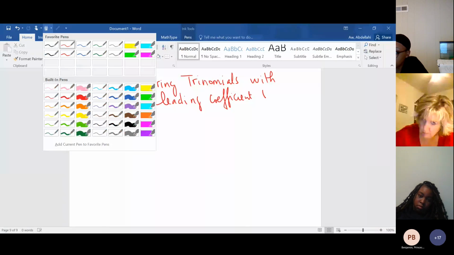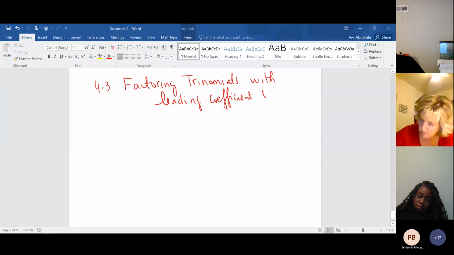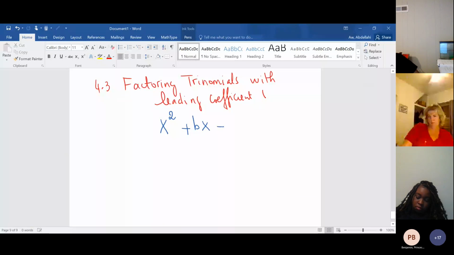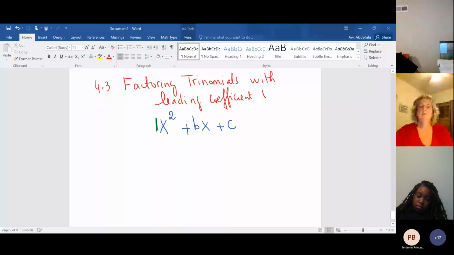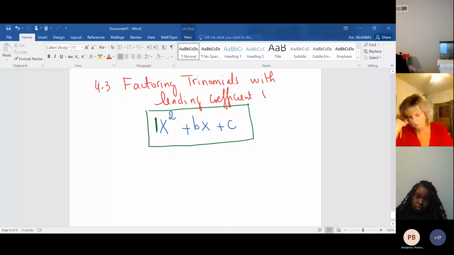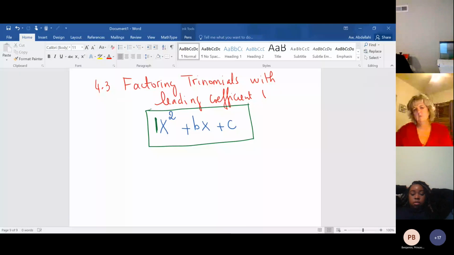What type of expressions are we talking about? Something like this: x squared plus bx plus c. You see here the number in front of x squared. What is the number in front of x squared? It is 1. We're going to see how to factor this type of expressions, and you're going to see at the end, it's going to be very, very simple. But first, let's see an example right here.